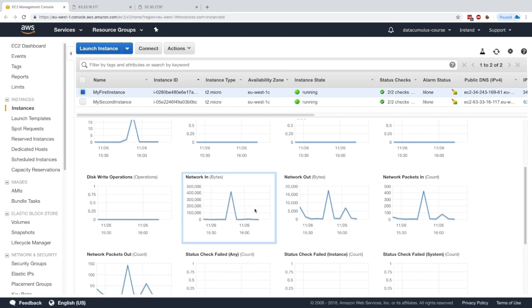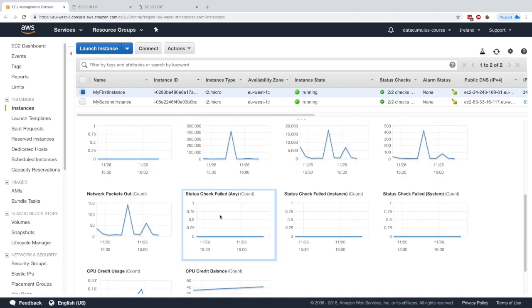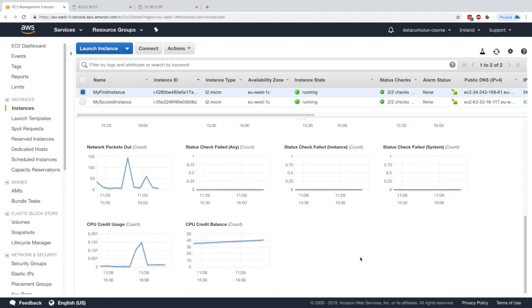For networking, we get network in and network out, so we're able to see how many bytes go in and out of our machine, as well as the number of packets that go in and the number of packets that go out. Here is the status check failed for instance and system. It will tell us whether or not the underlying EC2 VM or the underlying hardware is failing. And we definitely don't want this to be one. We want this to be zero all the time. Then we get some information around the credit usage and the credit balance. As our instance has been doing a lot of stuff at some point, maybe installing Apache server, we've been using some CPU credits. Over time, our credit balance goes up, so we're able to burst as time goes along.